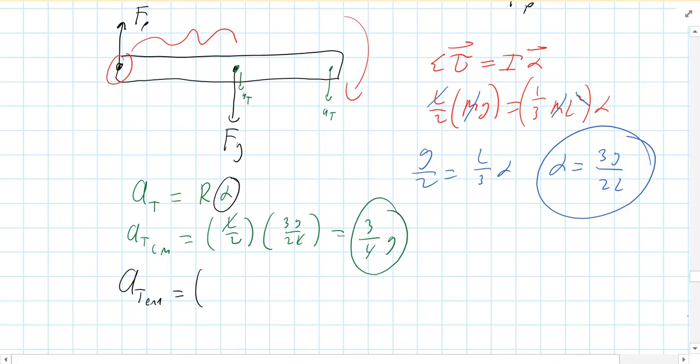Well, how far is it from the pivot to the end of the rod? Well, that's just L, and then times 3g over 2L, and you end up with 3/2 g. Now notice that's bigger than gravity. It's 14.7. That means this acceleration, believe it or not, is more than gravity.